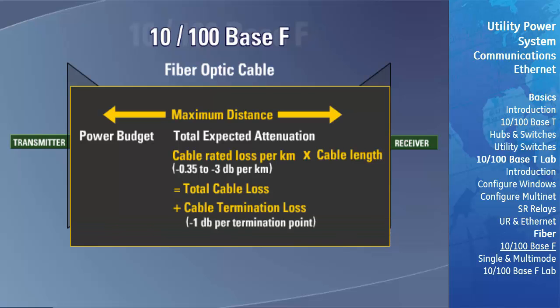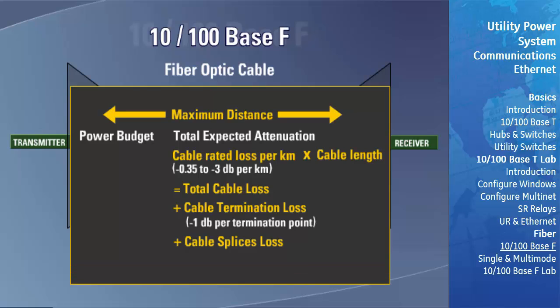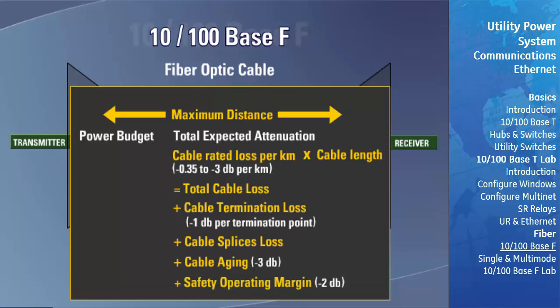Next, we add the losses through the cable terminations, which is minus 1 decibel per termination point. If there are any cable splices, the attenuation per cable splice must also be added to this total. Minus 3 decibels is added to account for cable aging, and finally, an additional minus 2 decibels is added as a standard safety operating margin.